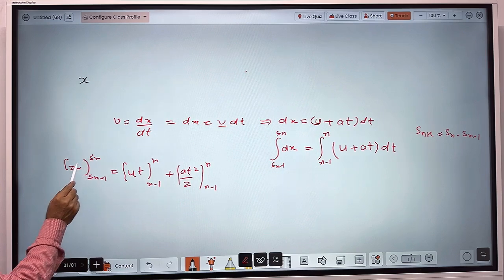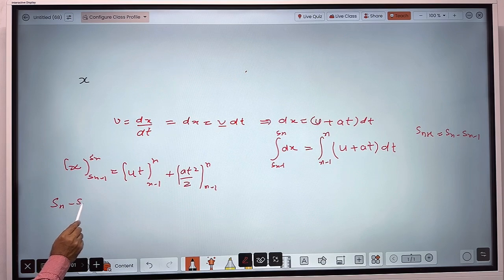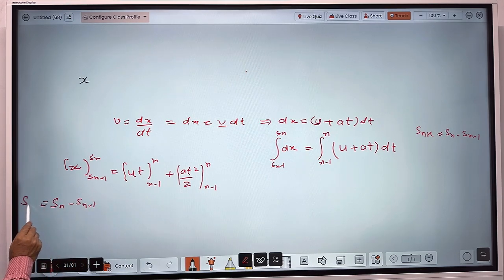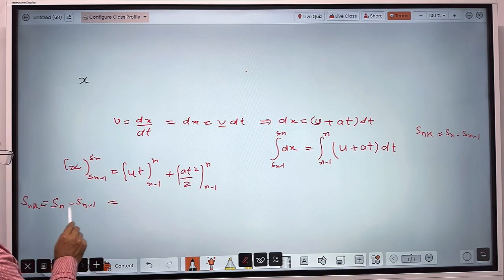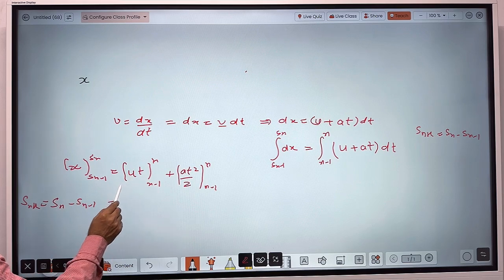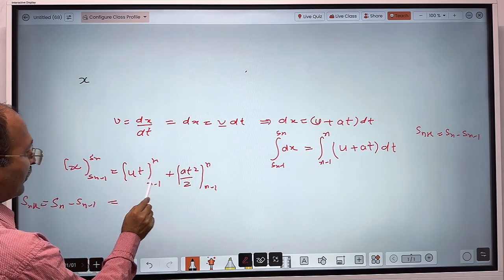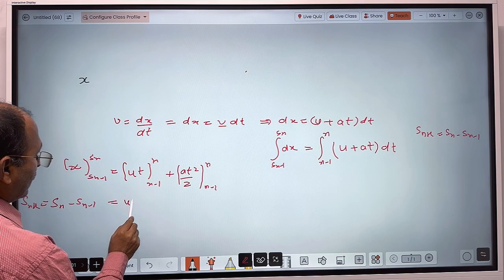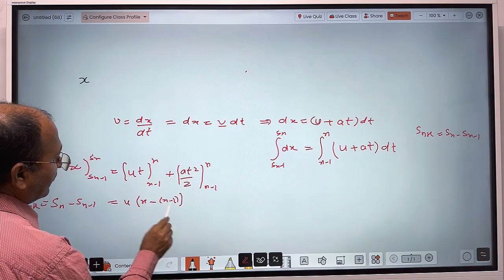So here when we replace x by Sn, we will get Sn and then Sn minus 1. So this will give Snth. We can denote it as Snth. Now this is Snth, and then we can evaluate it. In place of t, we are going to write n, then n minus 1. So u into n minus 1.